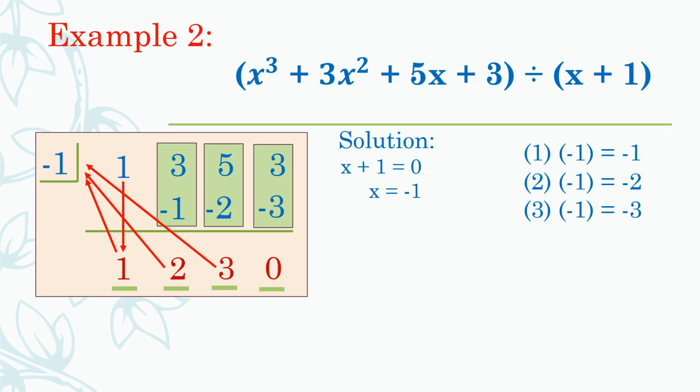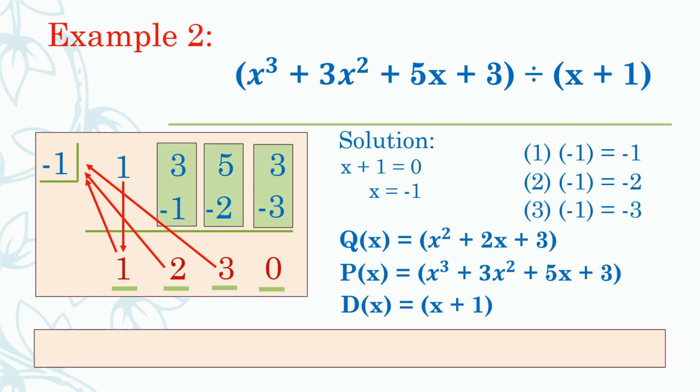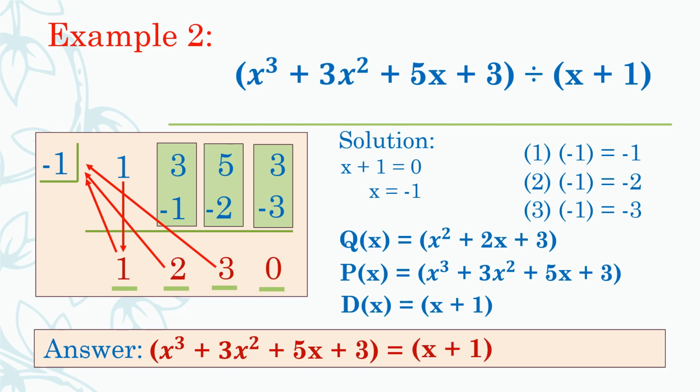We write the numerical coefficients in the form of q of x. So 1, or x squared plus 2x plus 3. Take note that p of x is equal to the quantity of x cubed plus 3x squared plus 5x plus 3, and d of x is equal to x plus 1. Then we rewrite it as the final answer: the quantity of x cubed plus 3x squared plus 5x plus 3 is equal to the quantity of x plus 1 times the quantity of x squared plus 2x plus 3.